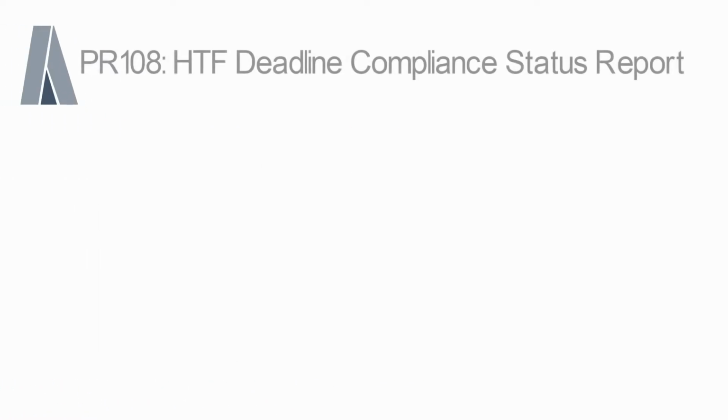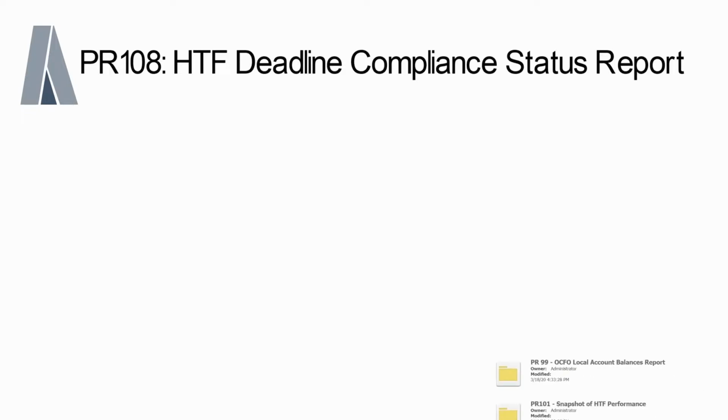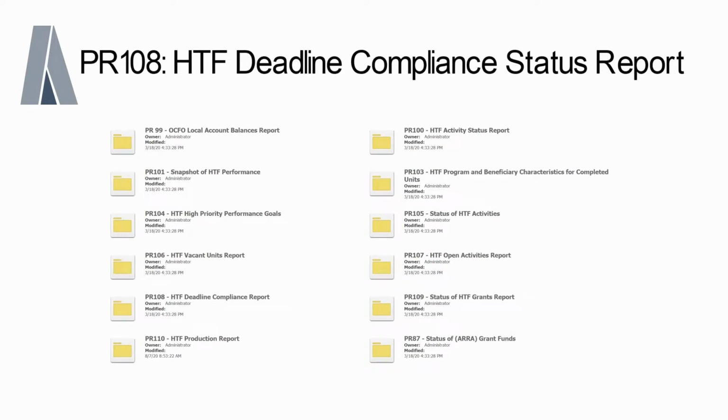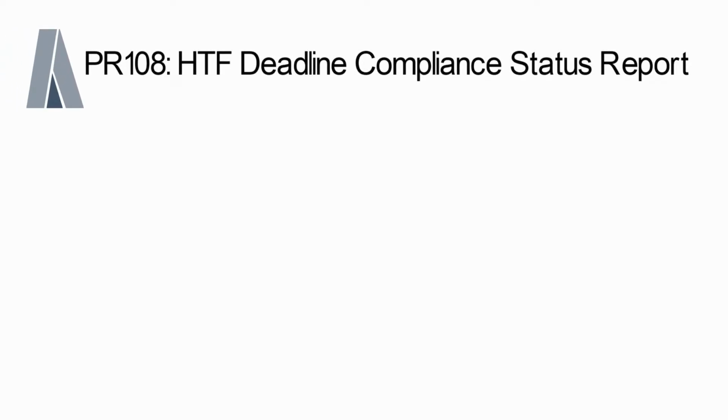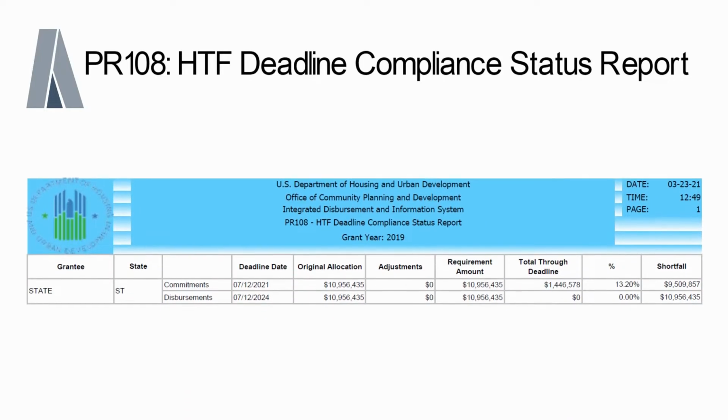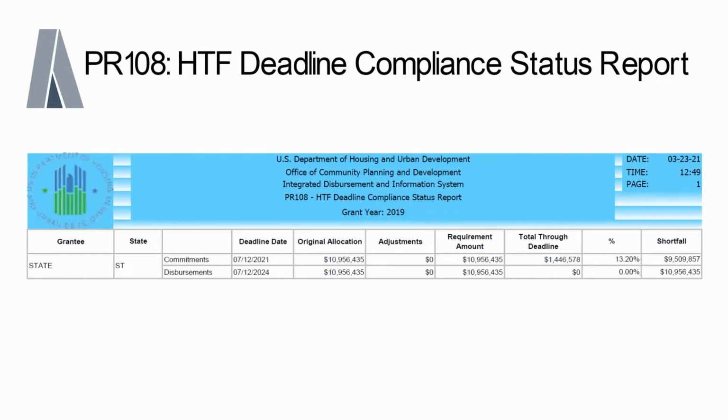Let's start with the PR 108 HTF Deadline Compliance Status Report. The PR 108 report summarizes the grantee's progress toward meeting the 24-month commitment and 5-year expenditure requirements for its HTF funds. Let's take a look at a PR 108 report to review the deadline compliance status for a 2019 HTF grant. There are 3 important fields to take note of on this report.